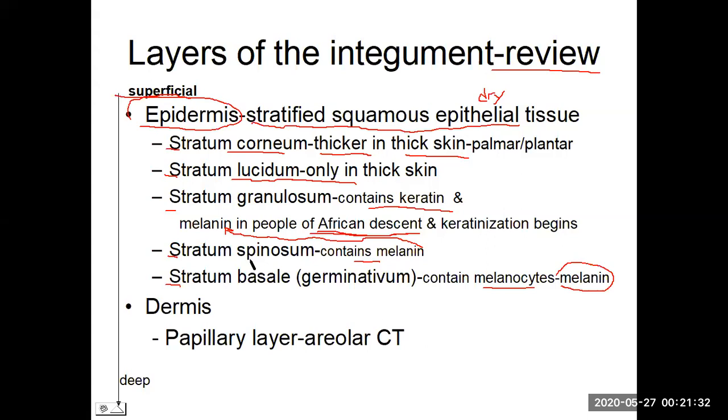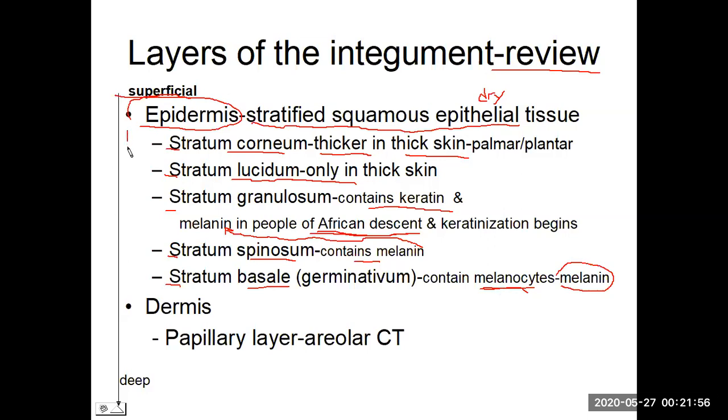Deep to that, there's the stratum spinosum. And then ultimately, the deepest layer right along the basement membrane, stratum basale. And again, this is where the stem cell activity is occurring, and one of the 2 layers that contain the melanocyte cells.